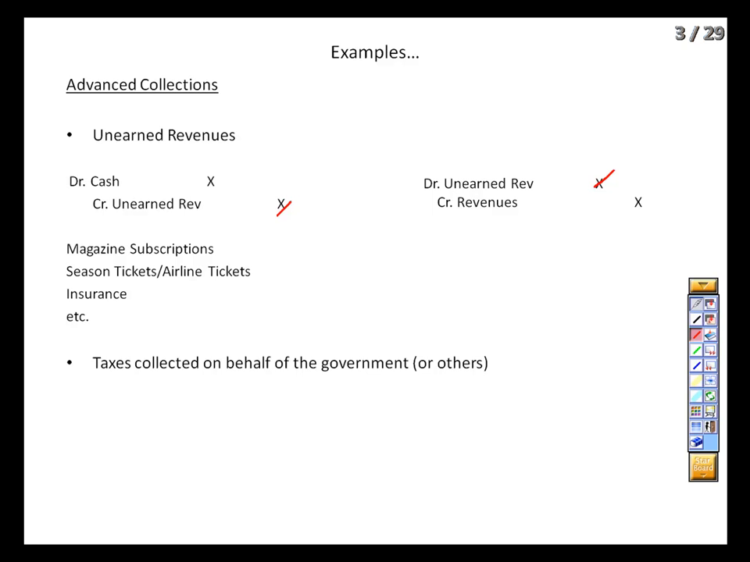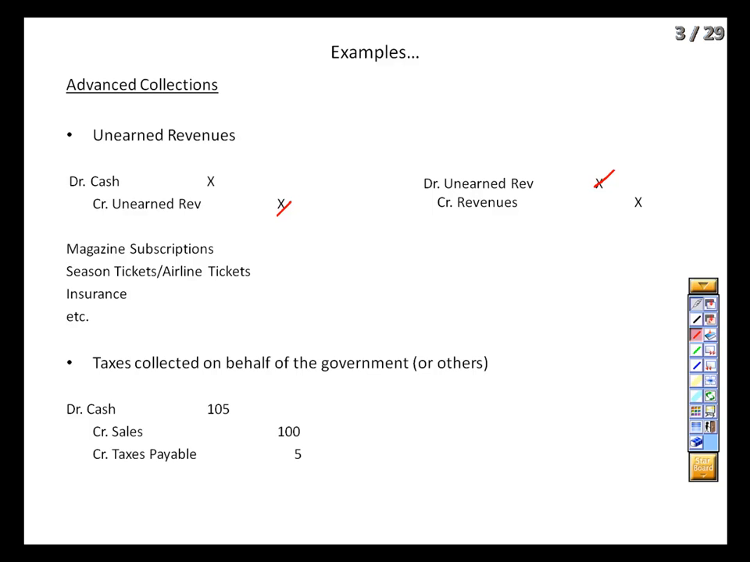Taxes collected on behalf of the government are absolutely a liability. This includes sales tax, in which someone buys something for $100, but we charge them $105. The cash coming in is $105. We only recognize $100 of sales. That extra $5 is a liability to the government.